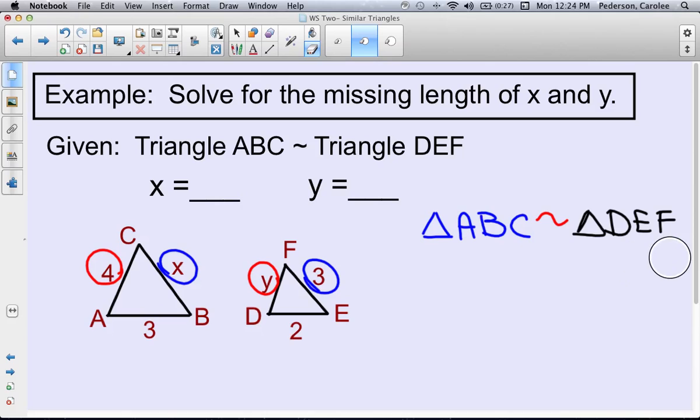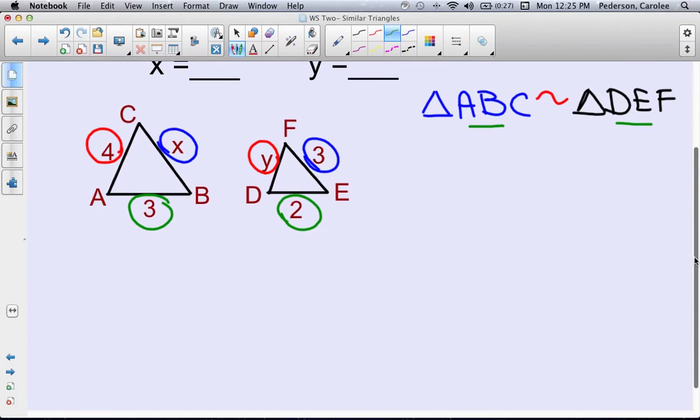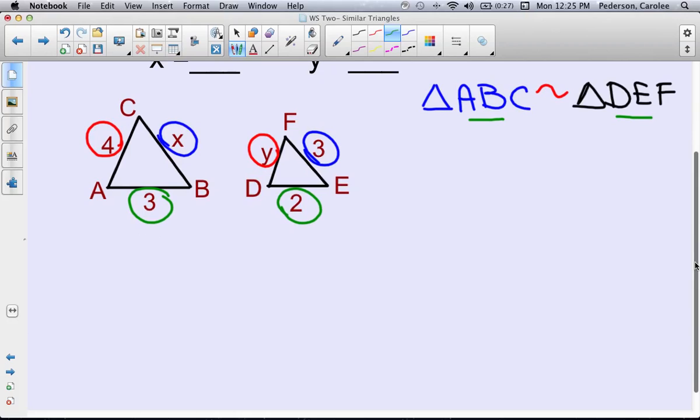Then our last segments that are proportional, AB has to be proportional then to DE, which is the number 2. So I put those in different colors so we make sure when we set up our proportion equations to solve for our unknown sides, we set them up correctly. So let's go ahead and set up a proportion.